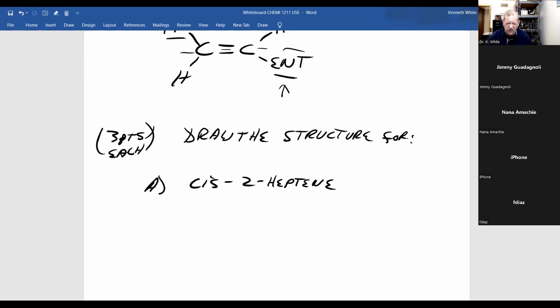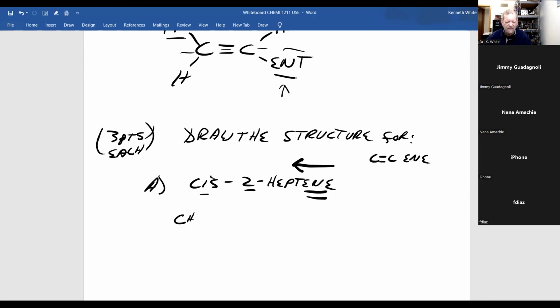And the question is, draw cis-2-heptene. How do you do this? You always start from the right and move left. The ENE ending tells you double bond. If that were ANE, heptane, 7 carbons. Where does the double bond start? Carbon 2, and notice it's cis.